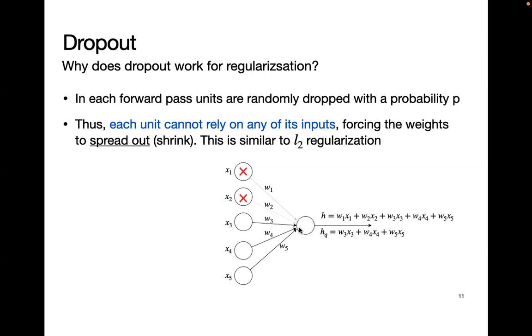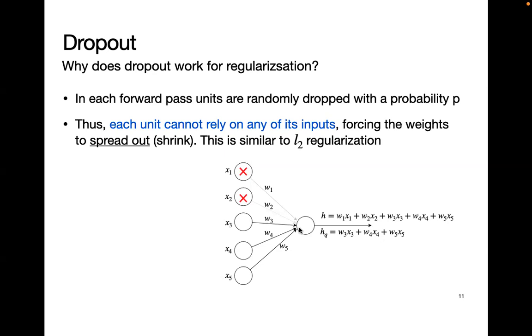So for example, if we don't knock out these two neurons, if all of them are used, we're going to have this output, okay? But if Dropout drops these two neurons, we're going to have this model, okay? Therefore, the activation of these units cannot rely on any of the inputs. And then the values of the weights are going to spread out.